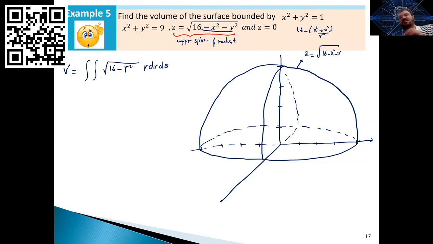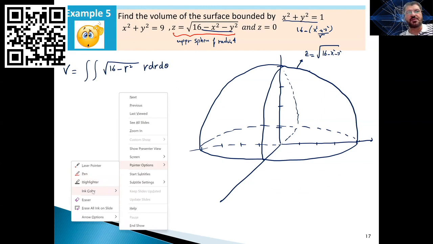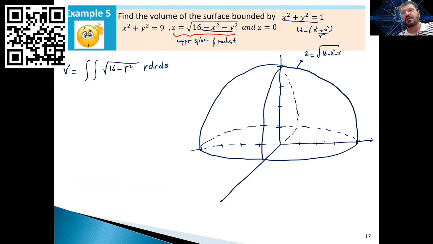Now look at the base. What else do we have, guys? You have a circle of radius 1. So let me make a circle of radius 1 with a different color. Here's the red. Circle of radius 1, here it is, guys.